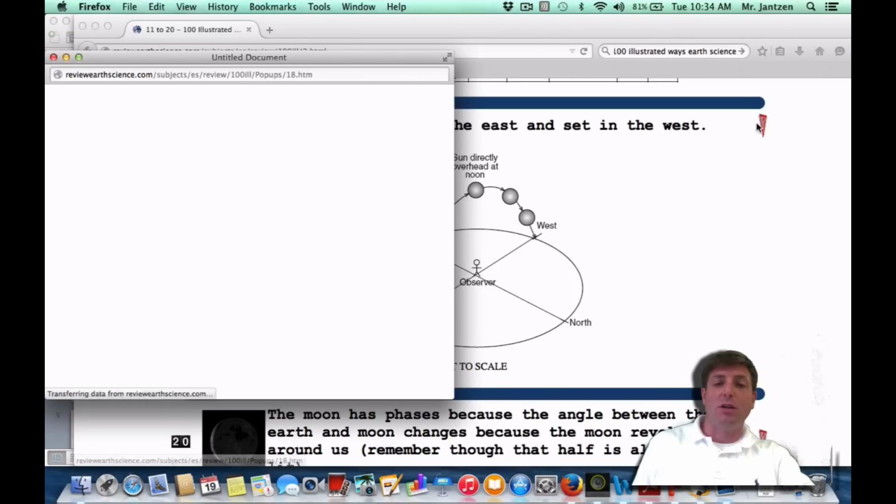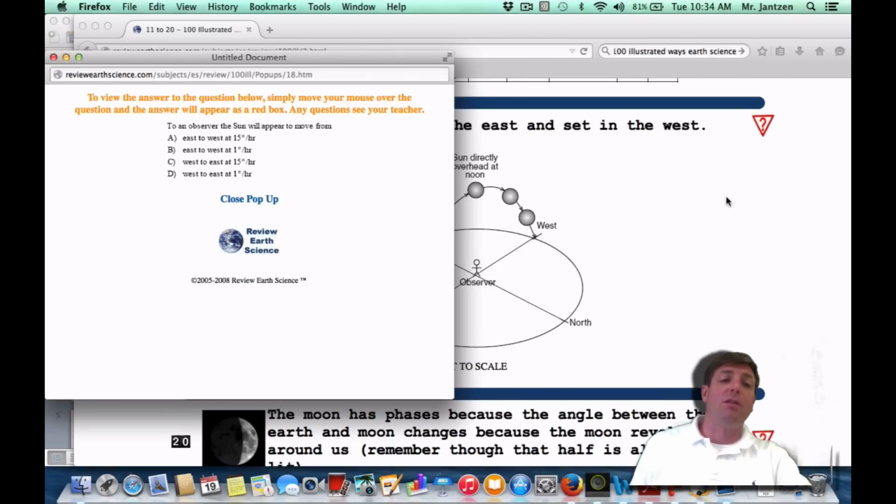A Regents question is going to say, to an observer, the sun will appear to move from, well, it's kind of what I just said. Once again, it's rising in the east and setting in the west, and it's going to be at a rate of 15 degrees per hour, or choice A.